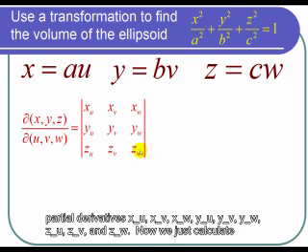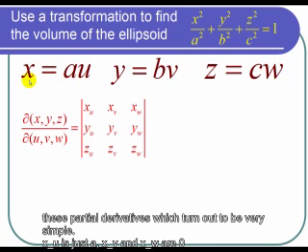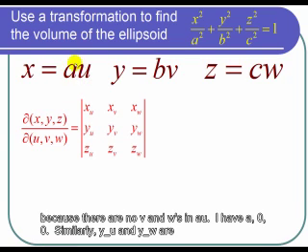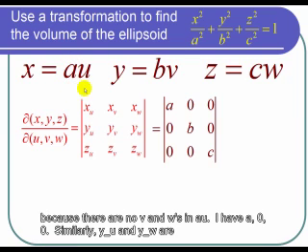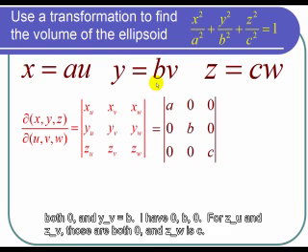So now we just calculate these partial derivatives, which turn out to be very simple. x sub u is just a. x sub v and w are 0 because there are no v and w's in au. So I have a, 0, 0. And similarly, y sub u and y sub w are both 0, and y sub v is equal to b. So I have 0, b, 0. And for z sub u and z sub v, those are both 0, and z sub w is equal to c.